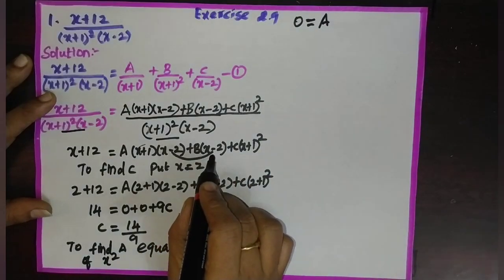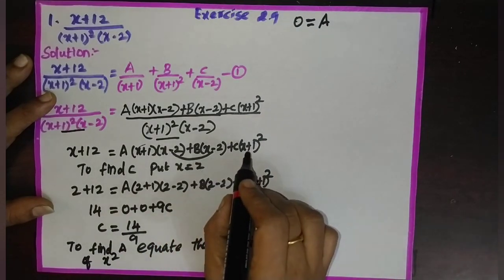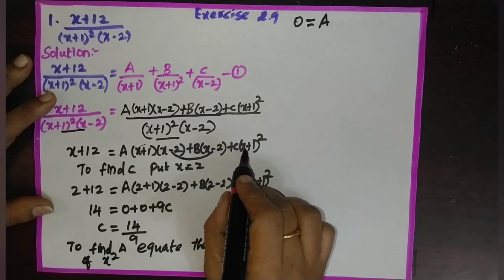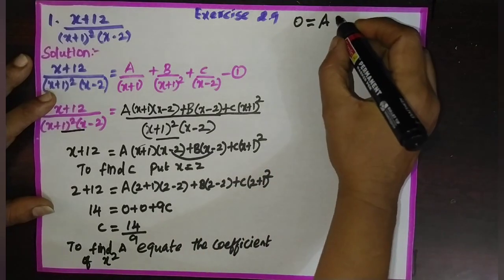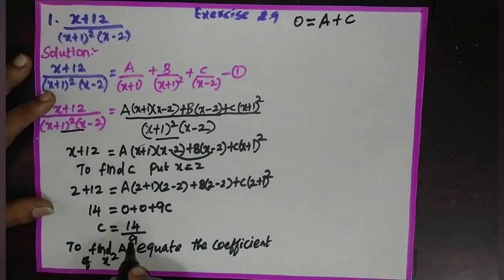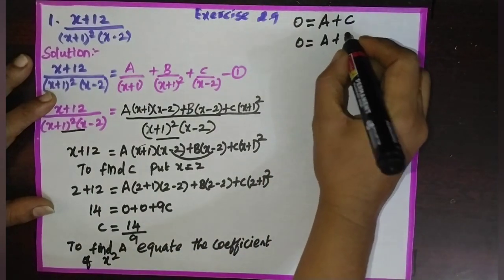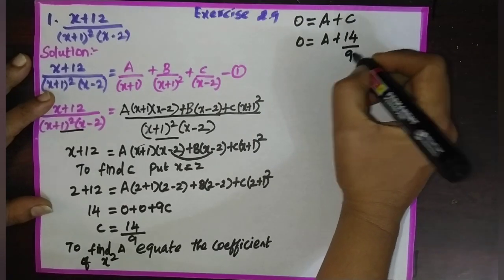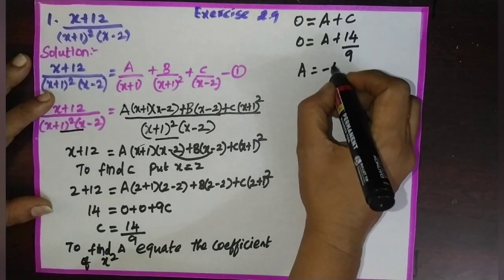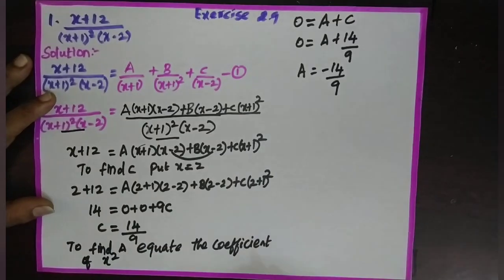Second term, we are not having the coefficient of x square. Third term, coefficient of x square is c. We know the value of c is 14 by 9. Substitute the value of c here. Then we get the value of a is minus 14 by 9.